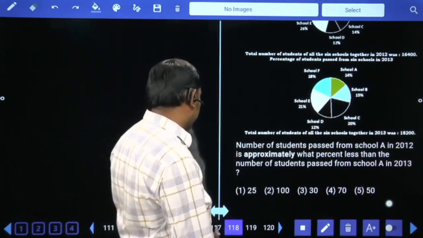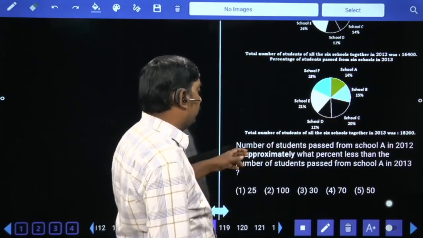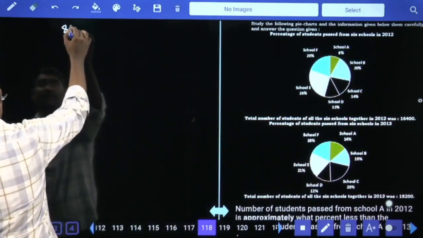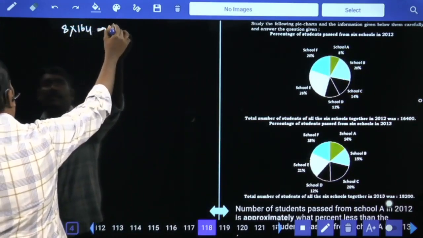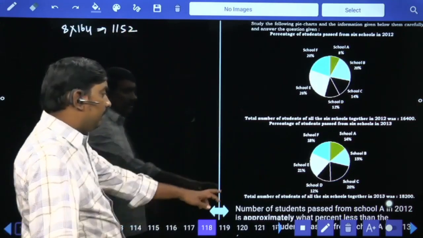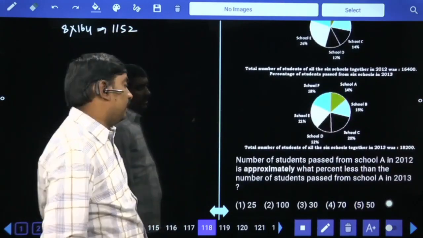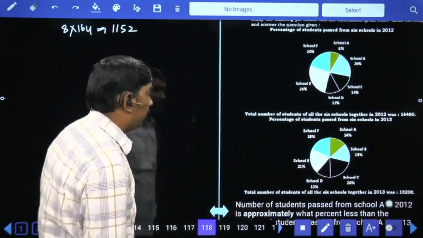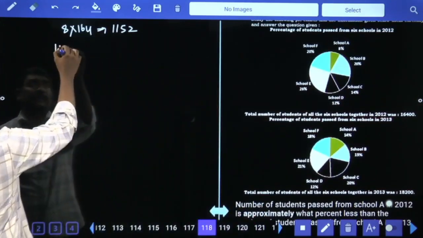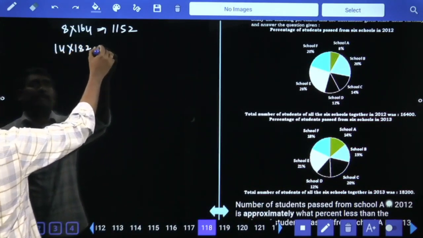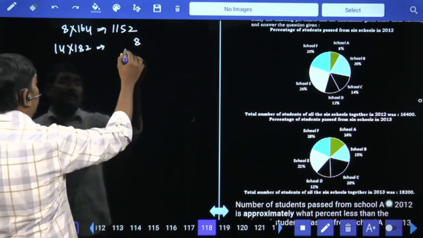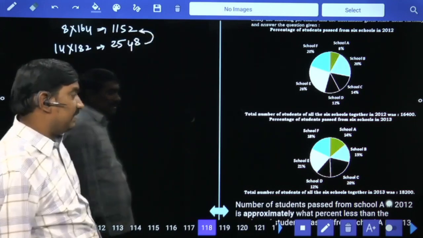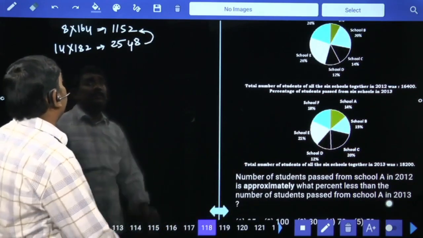Number of students passed from school A in 2012. School A 2012, 8%, 8 into 164. 1120 plus 32, 1152. Is approximately what percent lesser than the number of students passed from school A in 2013? 14% of 18,200. 14 into 182. 28, 112 plus 2, 114, 2548. Approximately what percent less? Difference by more value.